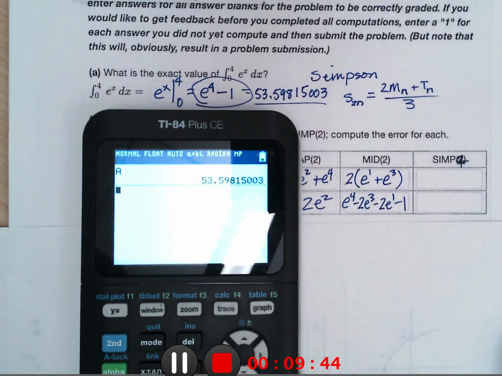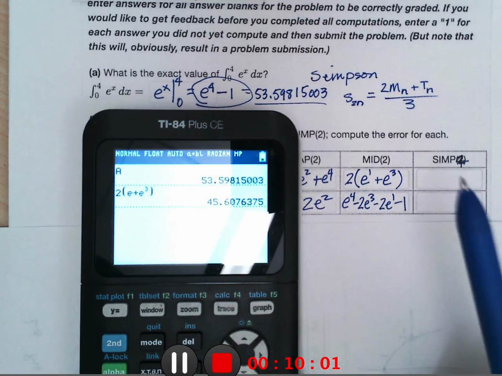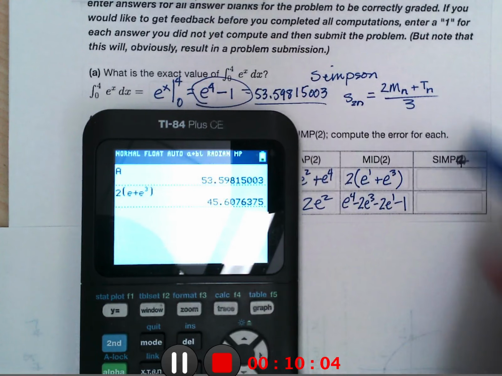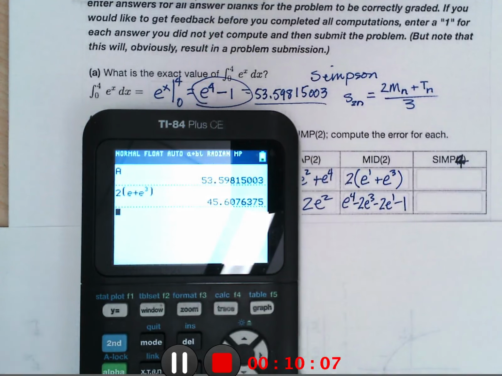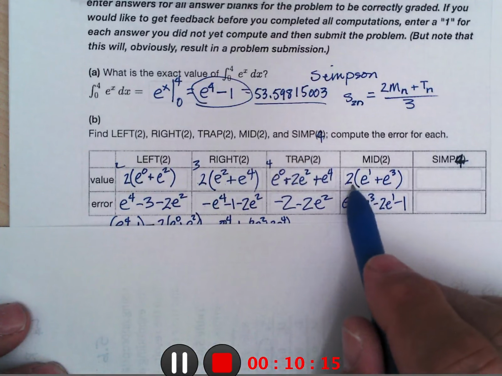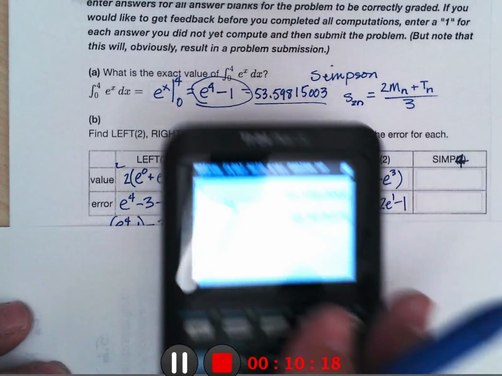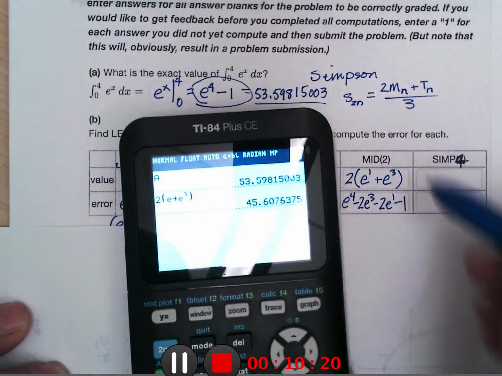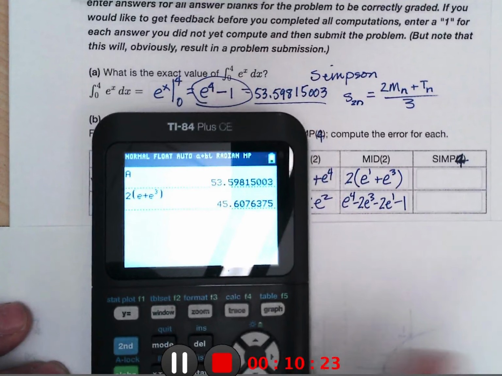It's 2 parentheses e plus e to the 3rd. Yes, they did use this one. So they're actually doing Simpson 4, because that's what they used in their answer key. So they've got this mislabeled. This should be 4. And so we're going to do this answer, which is 4 point all these numbers times 2.